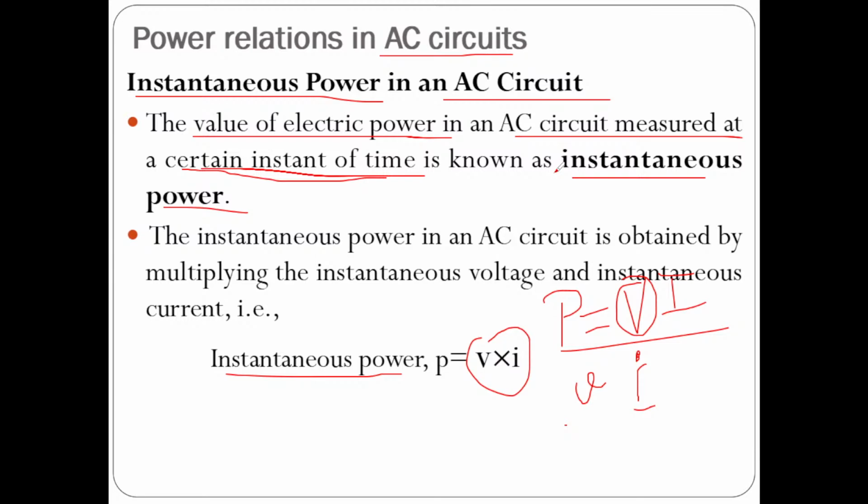So what is our voltage equation now? V is equal to Vm sin omega t and I is equal to Im sin omega t.